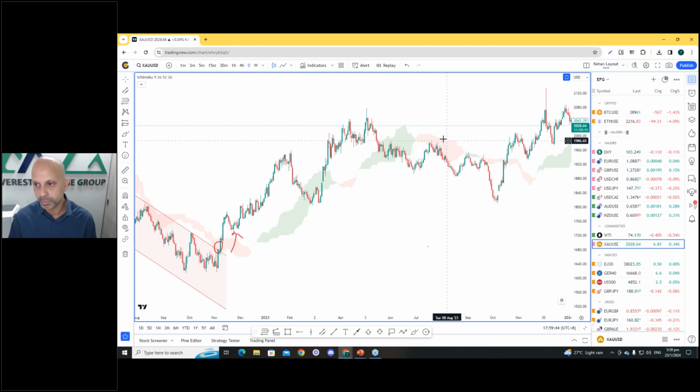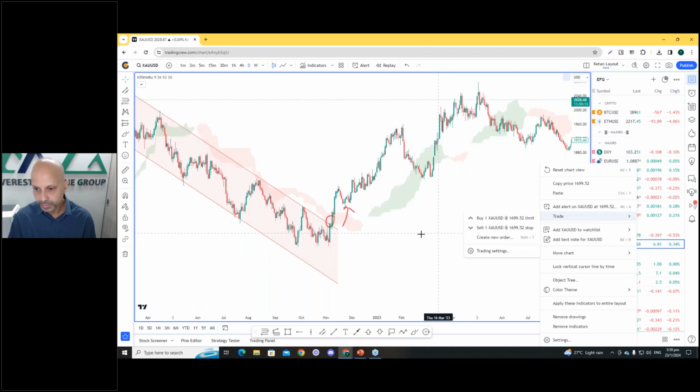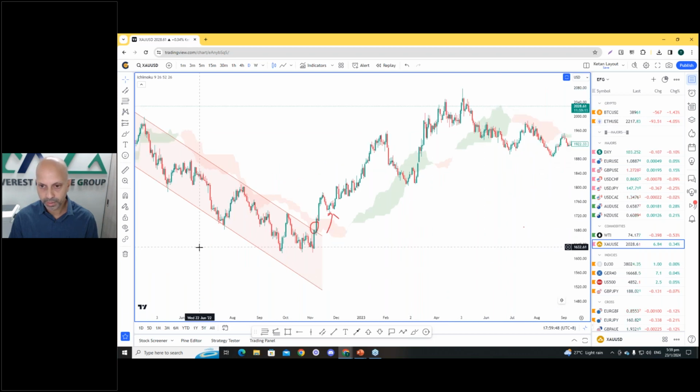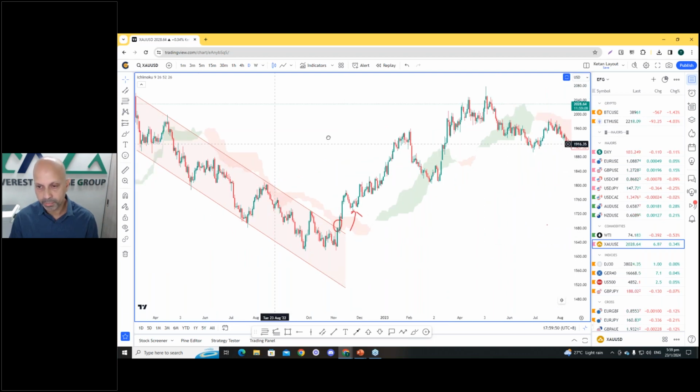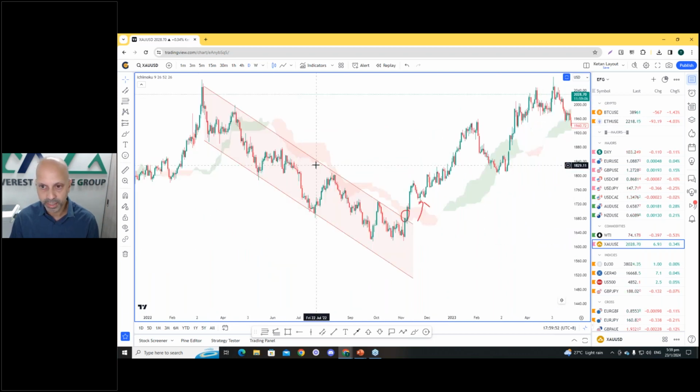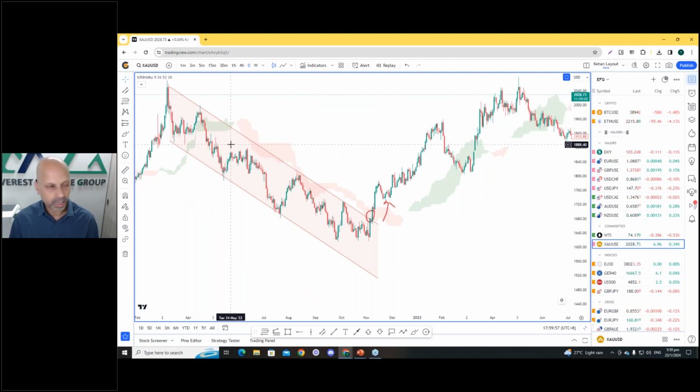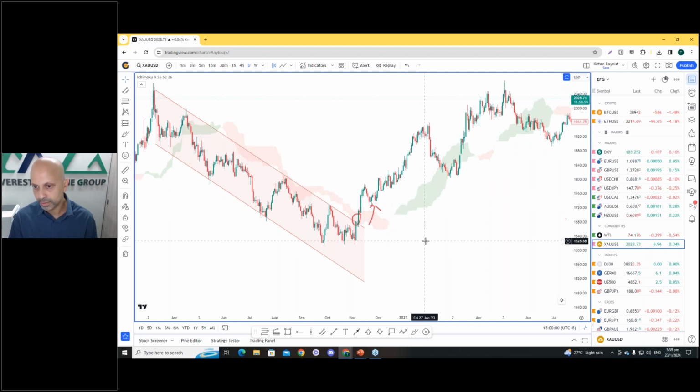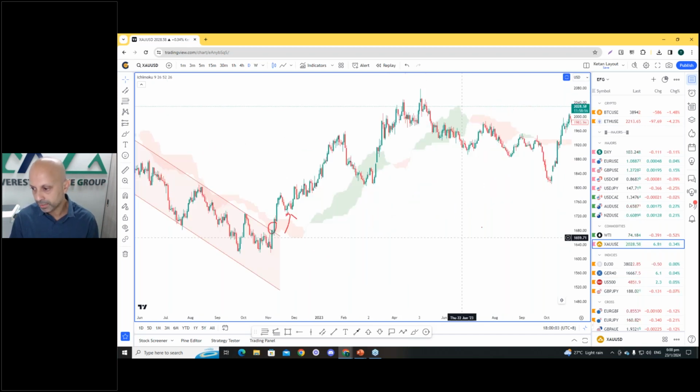So this is an example of how we can use a combination of identifying bearish channels, bullish channels, as well as the Ichimoku cloud to identify major trends and reversals as well, right? Okay, so that's what I wanted to highlight.